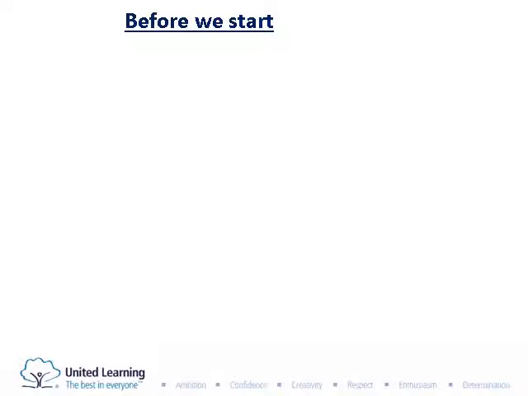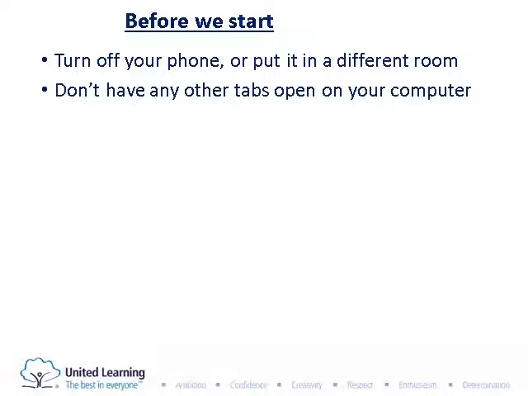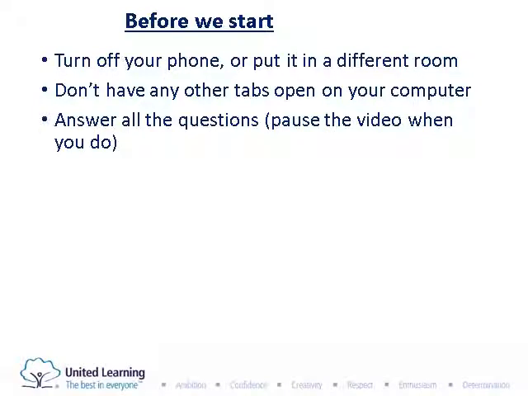Okay, so before we start, I just want to run through a couple of things that you should be doing to make sure that you can concentrate on the session. If you've got a mobile phone with you, turn it off, even better, put it in a different room so you don't get distracted by any messages or just that temptation to have a look. Similarly, if you've got any other tabs open on your computer, on your browser, close those down just so that the only thing you've got open is what you're focusing on, the work and this video.